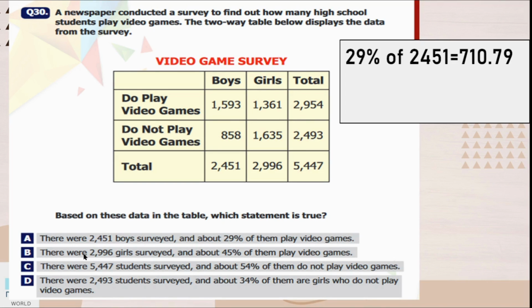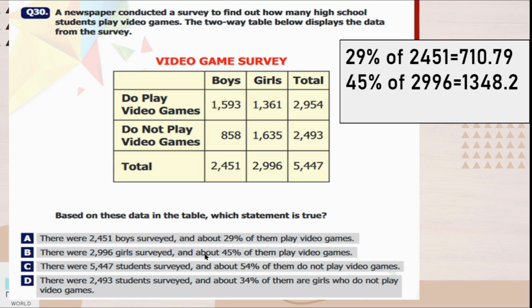Option B is there were 2,996 girls surveyed and about 45% of them play video games. So we can see the total is matching, that is 2,996. Let's calculate 45% of the number. The answer is 1,348.2. So here 1,361 girls play video games. The number is quite close. There is not too much difference between the answers.